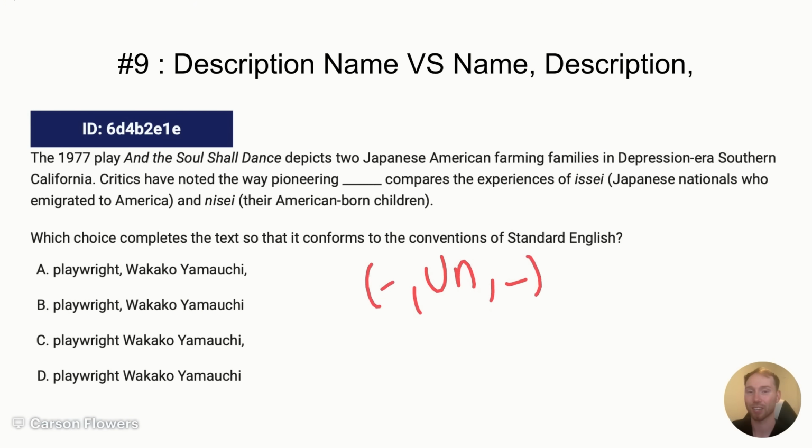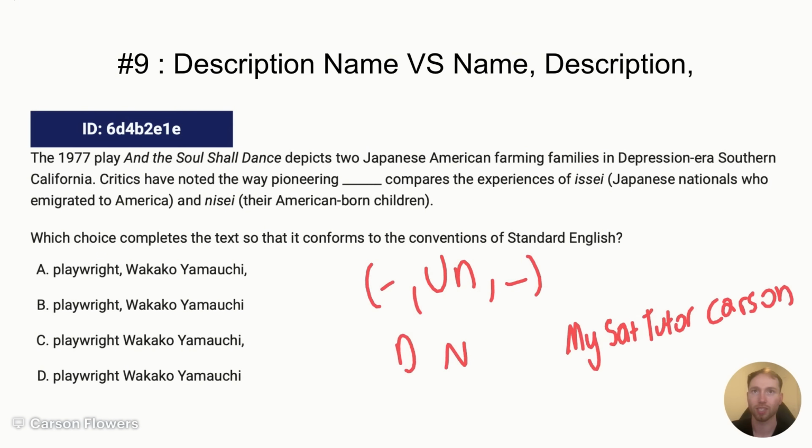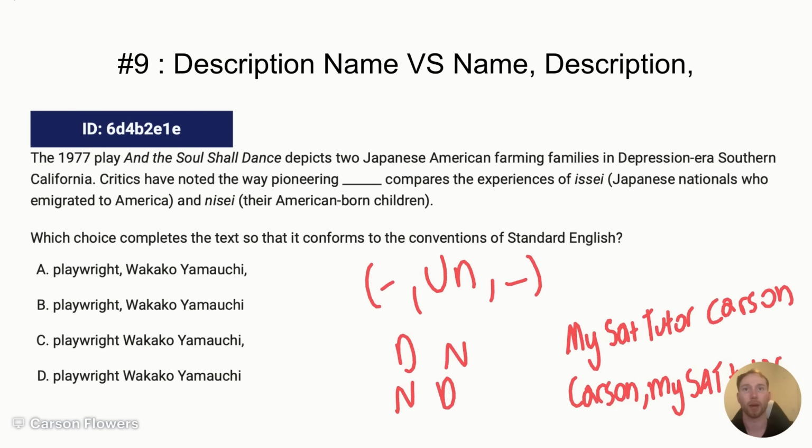So in this case, here's how it's tested. It'll go description, name. An example of that would be my SAT tutor, Carson. Since the description, SAT tutor, is before Carson, you're not going to put any punctuation around it because Carson's necessary. But the other way, if I said name, description, you would say Carson, comma, my SAT tutor, because that's not necessary. So if I said my SAT tutor Carson's a ginger, you wouldn't put punctuation. But if I said Carson, my SAT tutor, is a ginger, you would put punctuation around my SAT tutor. So you just have to memorize this.